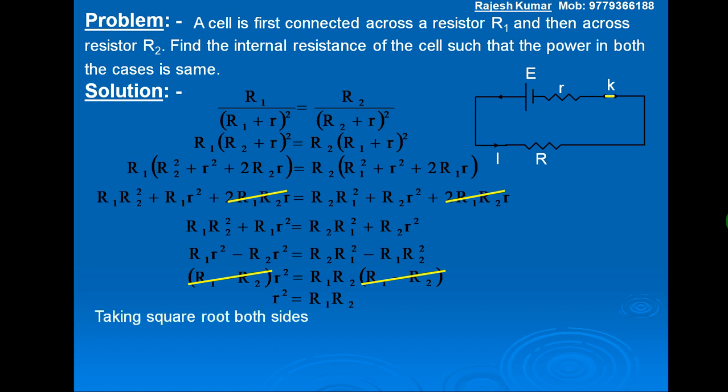Now taking square root on both sides, we get square root of r square is equal to square root of R1 into R2. On the left hand side, the square root cancels with the square, so we get r is equal to square root of R1 into R2. So this is the value of the internal resistance if the power in both the resistances is the same.